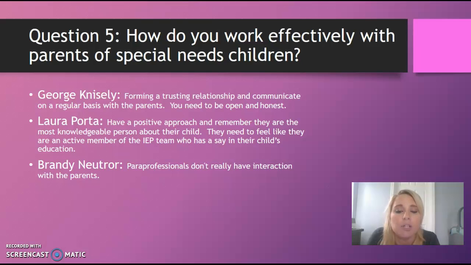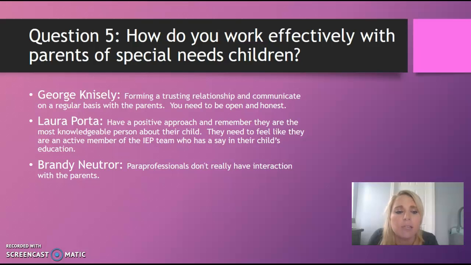George, he mentioned just forming that trusting relationship and being open and honest. If a student's struggling, not sugarcoating it, making sure that the parent knows that some change really needs to take place, if that's at home or in the school setting, maybe both.